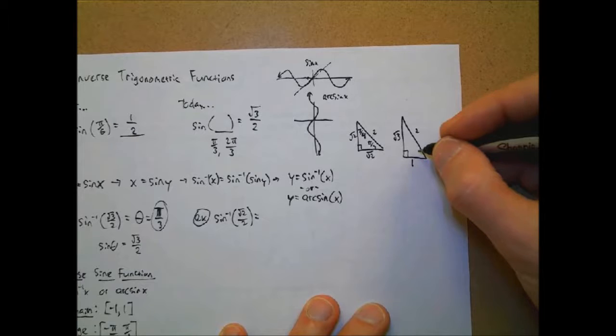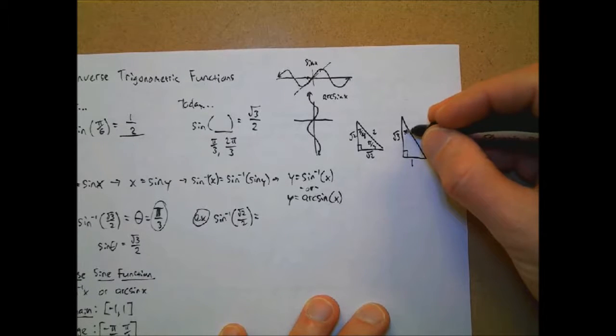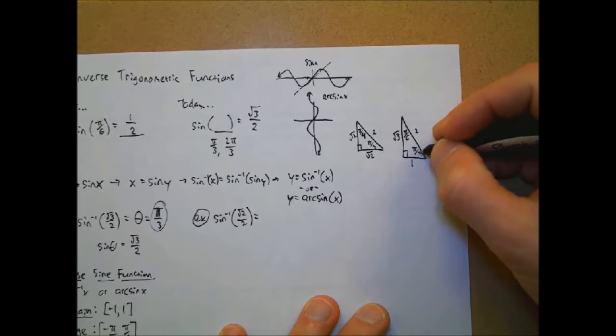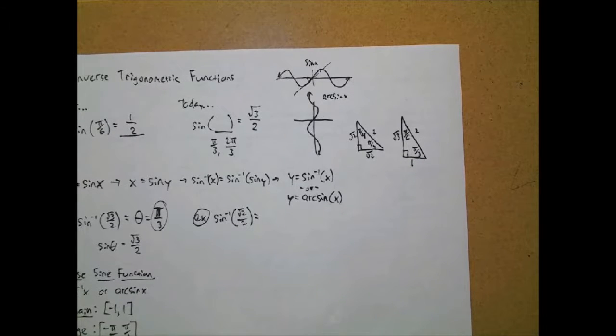And pi over 6, pi over 3. There we go. Okay. It does make things a little bit easier here.